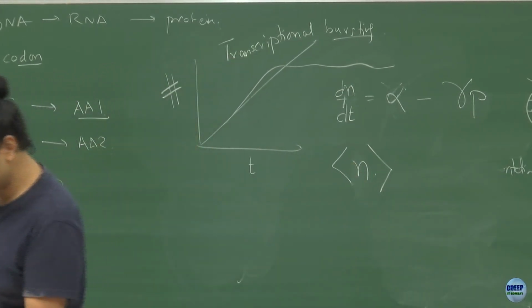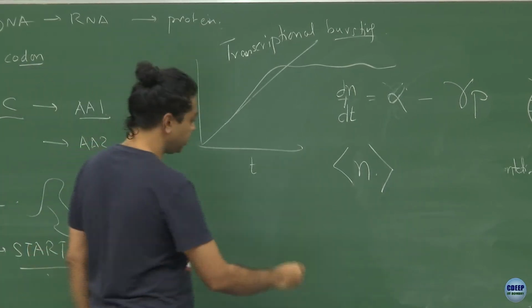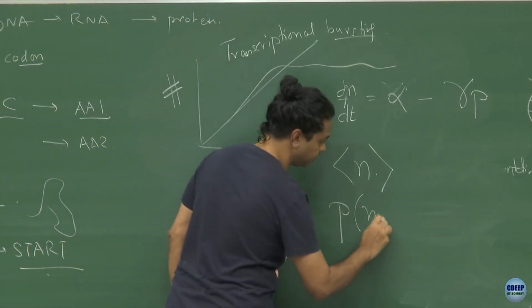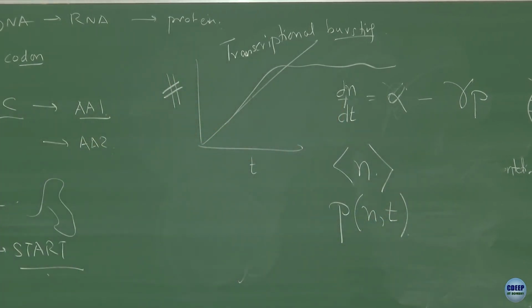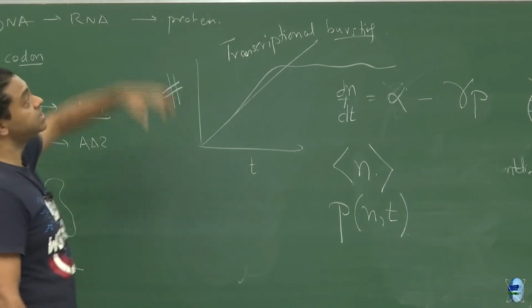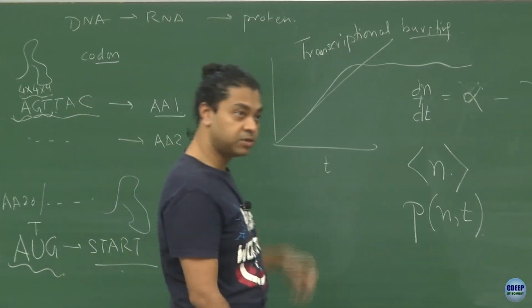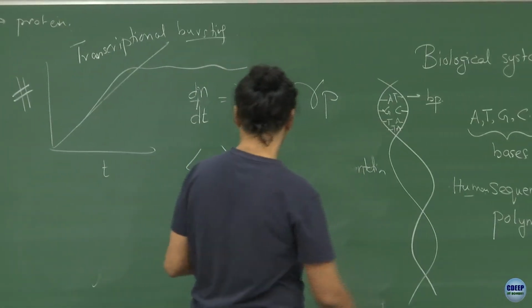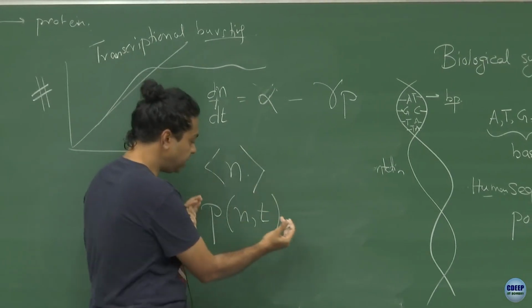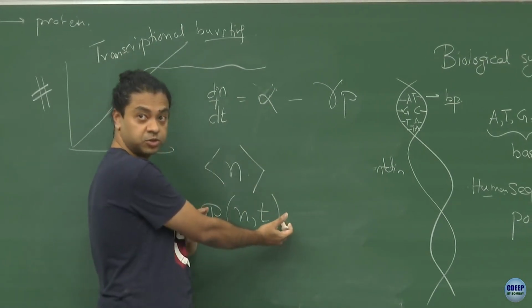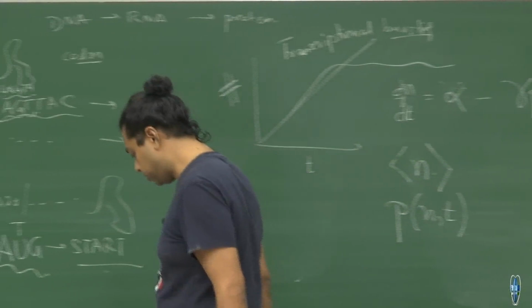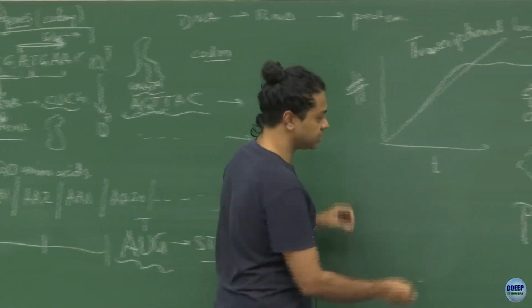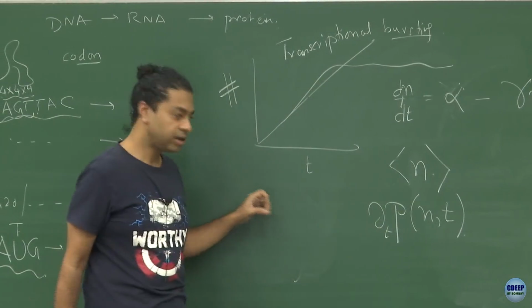So, probably a better quantity to be working with is the probability to have n proteins at some time t. I switch in some sense from a deterministic framework to a stochastic framework, where because of these large fluctuations in copy numbers of protein and RNA, I cannot work with a fixed number. What I need to work with are probability distributions. How many proteins do I expect to have at some particular time? And then you could write down how these probability distributions evolve with time.